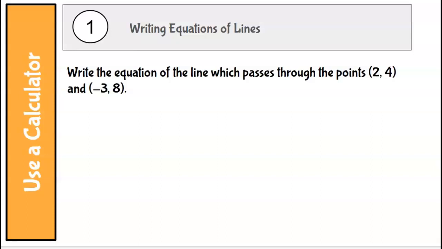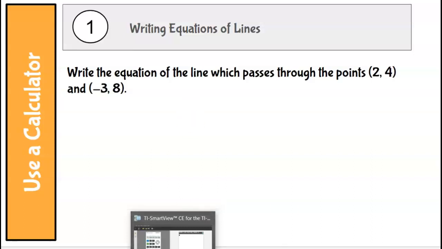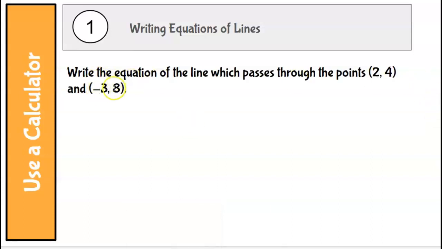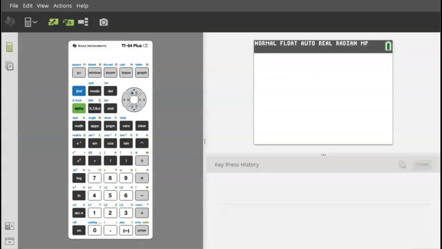In this lesson, I'm going to show you how to write the equation of a line which passes through these points, (2, 4) and (-3, 8), using your graphing calculator. Now, you can do this pretty quickly by doing 8 minus 4 and -3 minus 2, and that gives you your slope, your rise over your run, and using the point slope form, or we can use our calculator. It's not necessarily faster, but for some of you, you will like this.